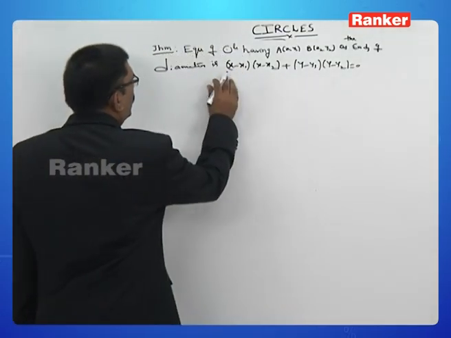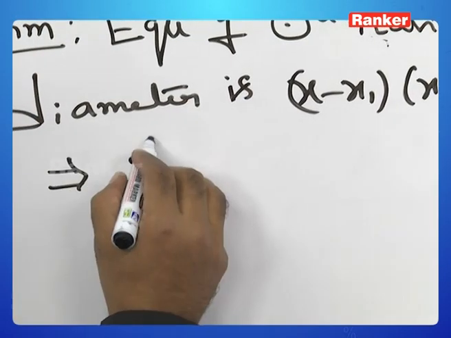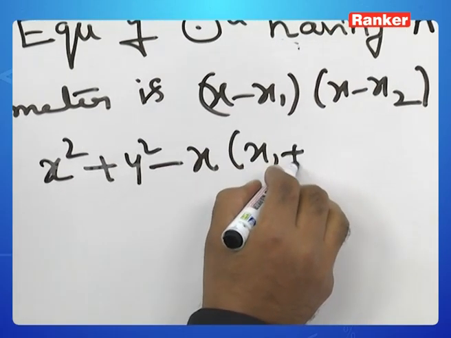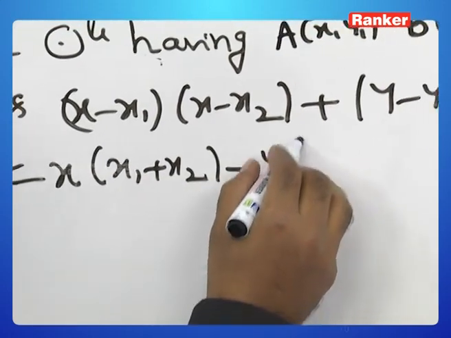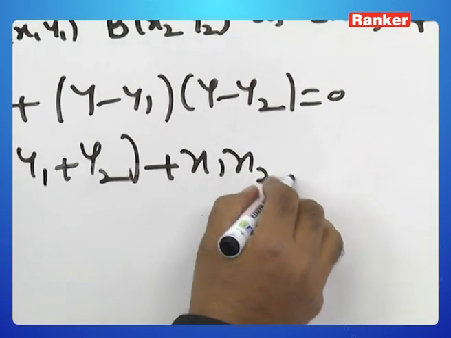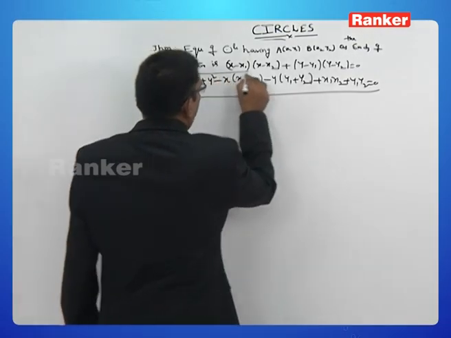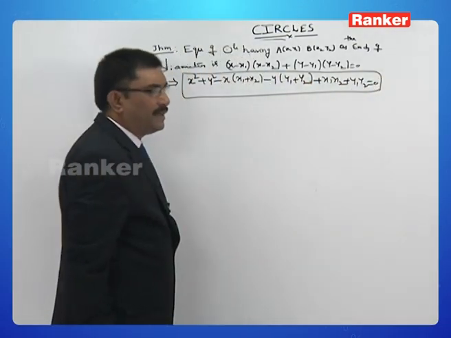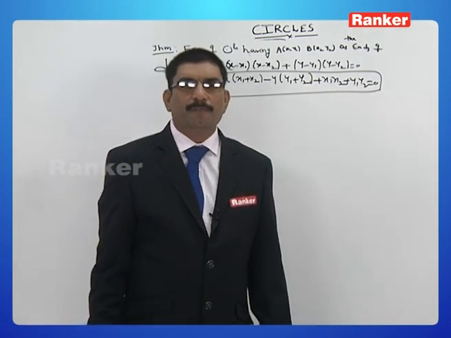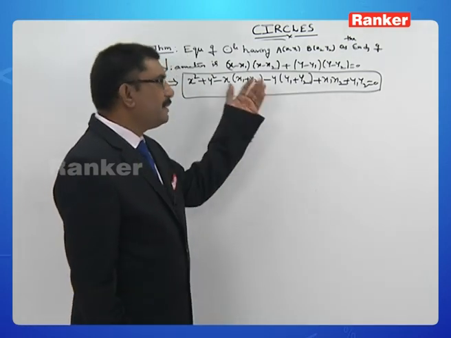So therefore, if you multiply this, I can also write this as x square plus y square minus x into (x1 plus x2) minus y into (y1 plus y2) plus x1 x2 plus y1 y2 is equal to 0. This is also the equation of a circle having extremities of a diameter as x1 comma y1 and x2 comma y2. This will be a faster approach while doing the objective problems.